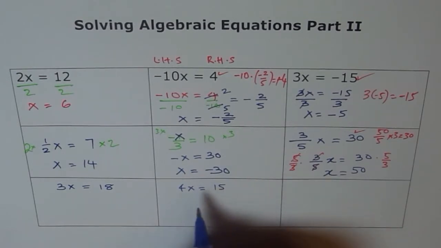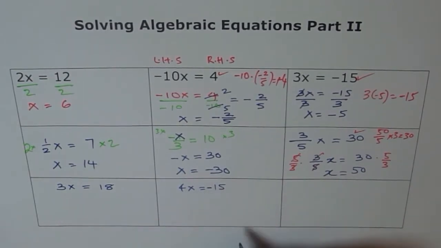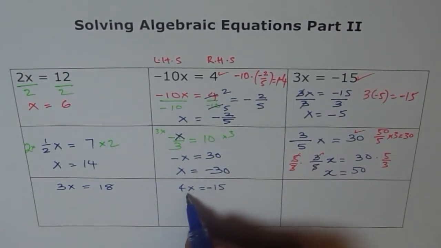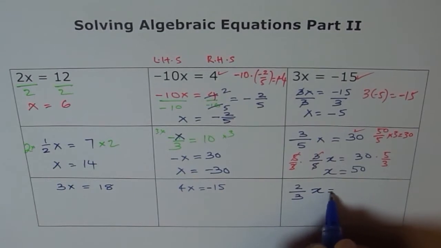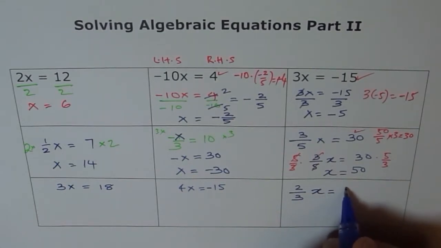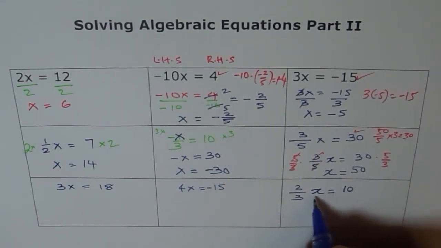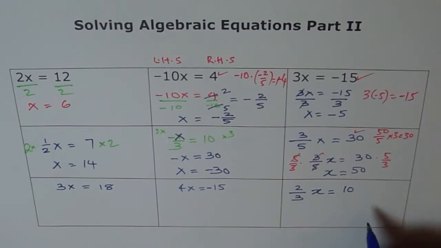Let me make it more complicated. Minus 15. Okay, then the answer x will be negative. And let me say 2 over 3 x is equal to number 10. What should be x? Okay, so practice like this. Okay, that should be good for practice.